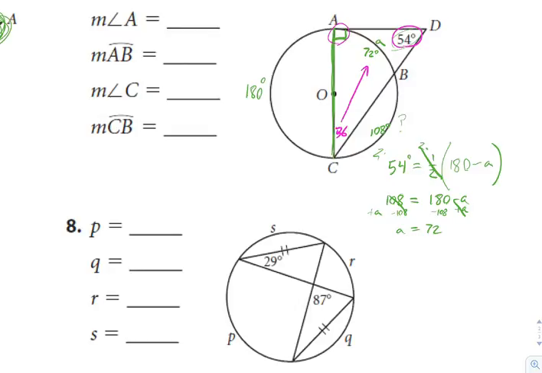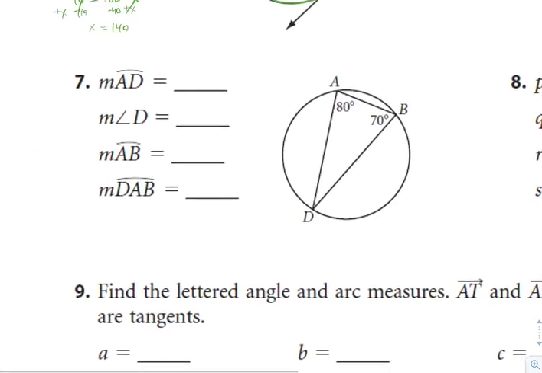Let's go over and see what it was asking for. The measure of angle A, of course, that's 90 degrees. The measure of arc AB, referring to the short minor arc, that's 72 degrees. The measure of angle C is 36 degrees. The measure of arc BC is 108 degrees. Great, that was a cool problem, okay?